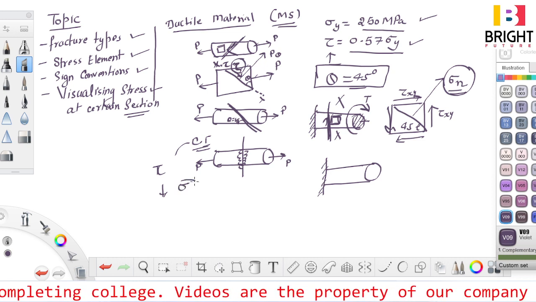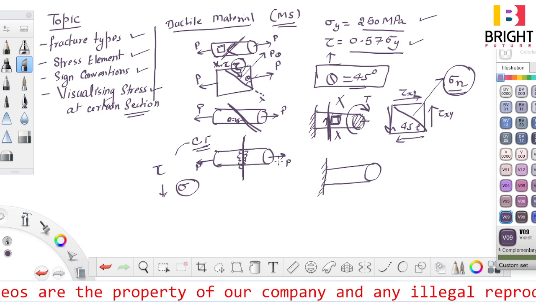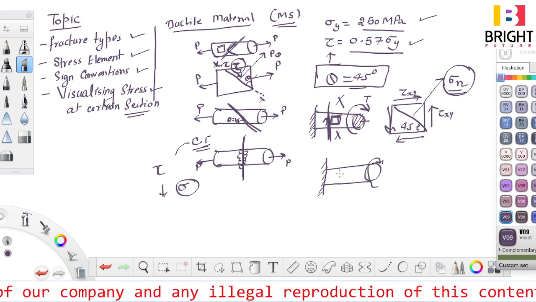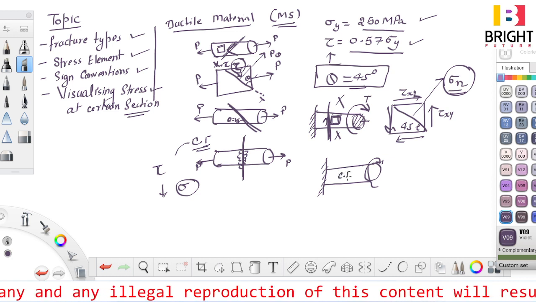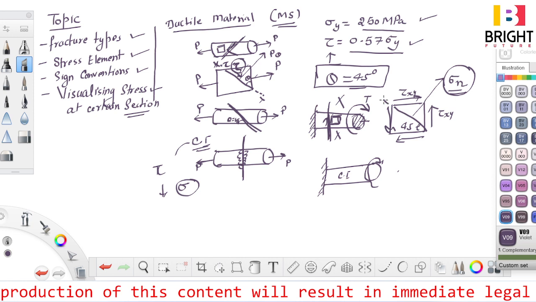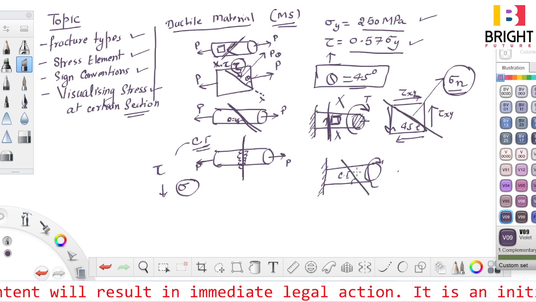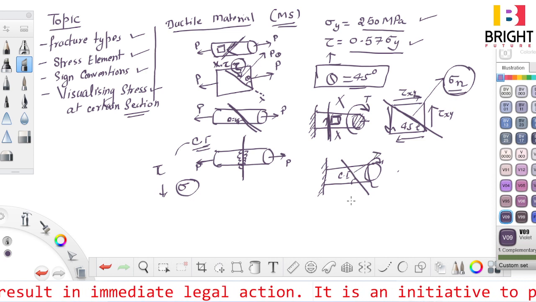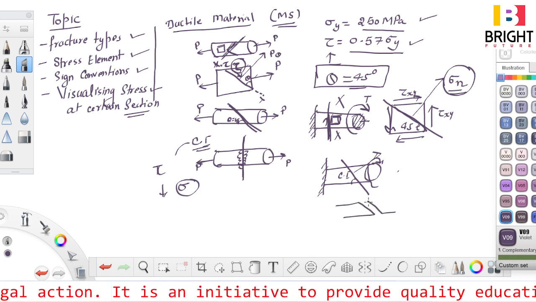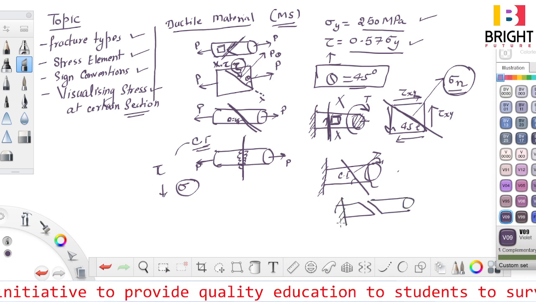So when load is applied in tension, the plane of failure is perpendicular to the applied load. However, if I apply torque on a cast iron material, and I draw the stress element, it will be similar, but the plane of failure will be at 45 degrees. The plane will be like this. So the failure will be from here like this when torque is applied on the material.